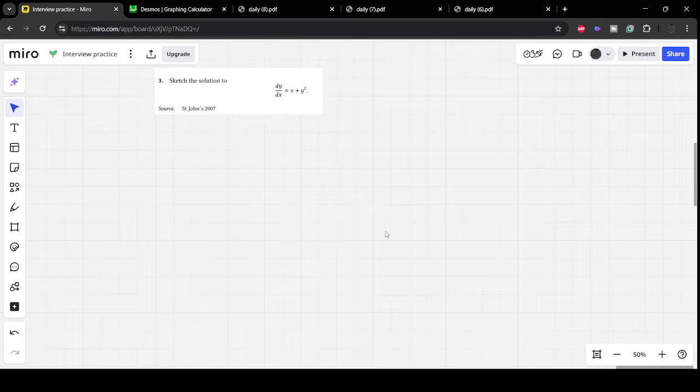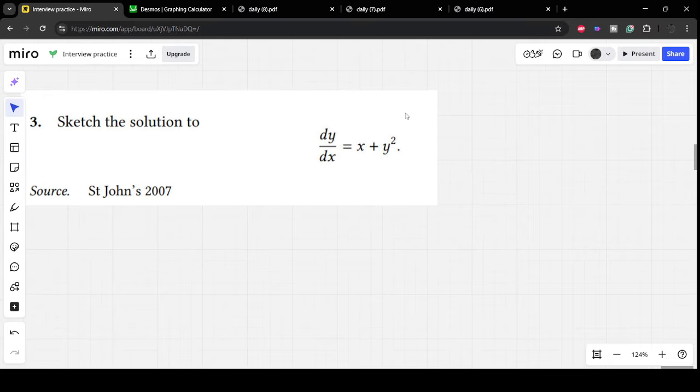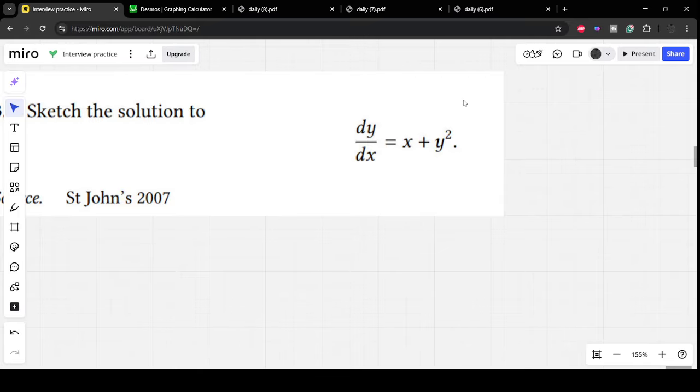Okay, sketch the solution to this differential equation: dy/dx is equal to x plus y squared. There seems to be a simple separation of variables differential equation. I have dy/dx. Oh no, it might be an integrating factor question. Is equal to x. Now, my integrating factor is going to be.